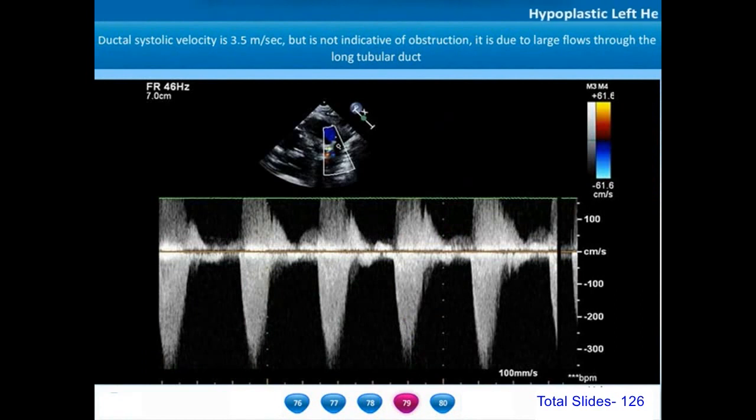When we do a spectral Doppler interrogation of the ductus, we can notice that there is a flow from the pulmonary artery into the aorta, sometimes with a peak velocity as high as 3 to 3.5 meters per second. This may not be indicative of an obstruction, but is due to large flows through a long tubular duct.